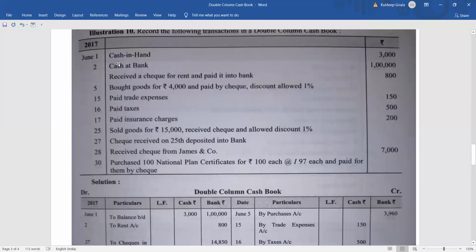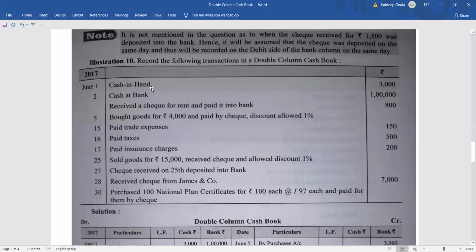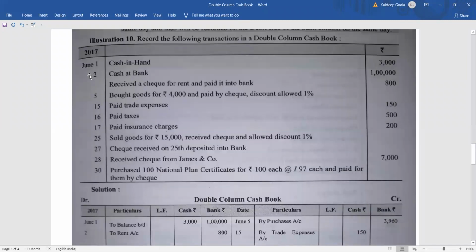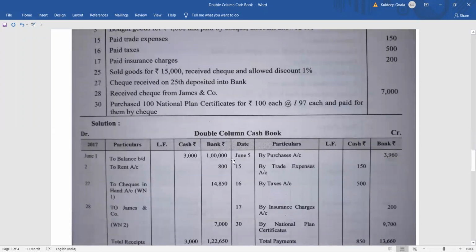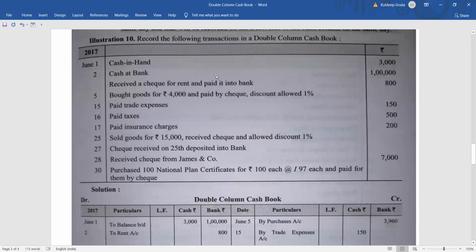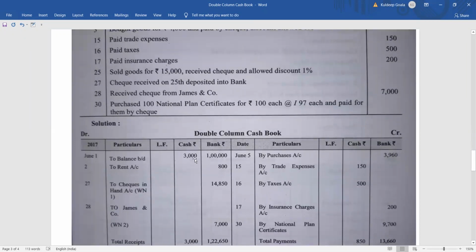So what has happened? June 1, cash in hand, cash at bank. Both will be given as an opening balance. Clear? So what will you write on the debit side? On the debit side of cash, 2017 June 1, to balance brought down. What was the cash balance? 3000, and the bank balance 1 lakh. In the cash column you will write 3000, in the bank column you will write 1 lakh.